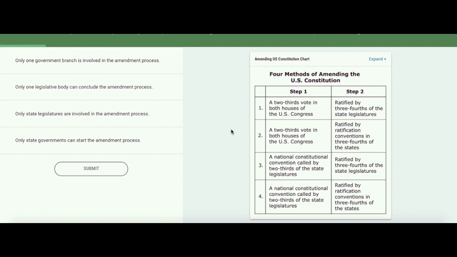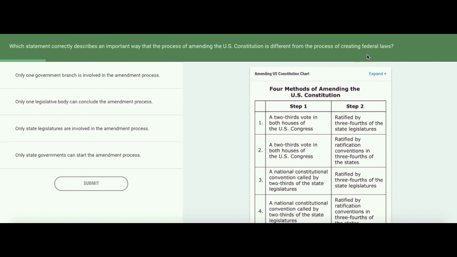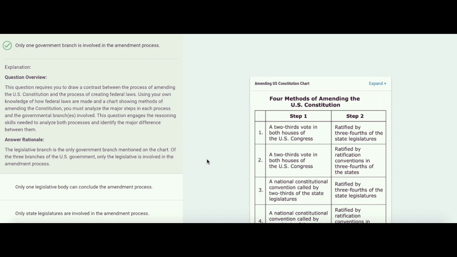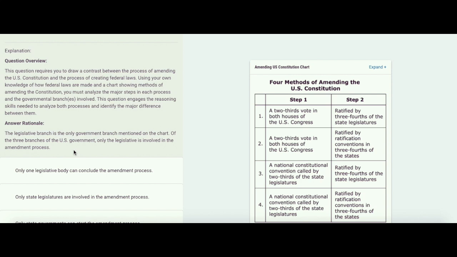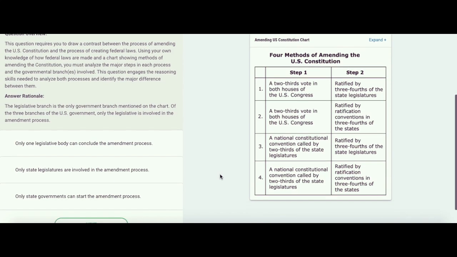So what you're supposed to see here is if you look at the 4 methods of amending the U.S. Constitution, in step 1 and step 2 for each method, these are all just talking about the legislative branch. They're not mentioning any other branches, whereas we already said in creating a federal law, it involves both the legislative branch and the executive branch. So that's why A is the correct answer. Only one government branch is involved in the amendment process. So here's the answer and the answer rationale. The legislative branch is the only government branch mentioned on the chart. Of the 3 branches of the U.S. government, only the legislative is involved in the amendment process.